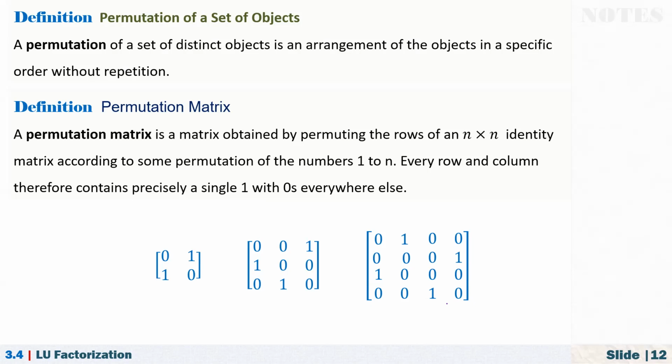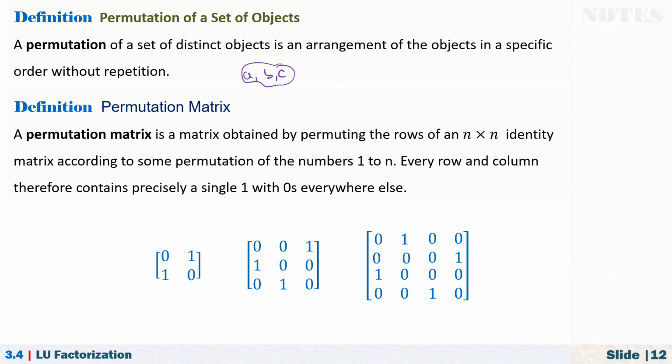So a permutation from math, what is it? A permutation of a set of distinct objects is an arrangement of the objects in a specific order without repetition. For example, if you're given 3 letters, A, B, C, in how many different ways can we permute, arrange them? 6 different ways, right? It is A, B, C, A, C, B, B, A, C, B, C, A, or C, A, B, C, B, A. That's the definition of permutation.